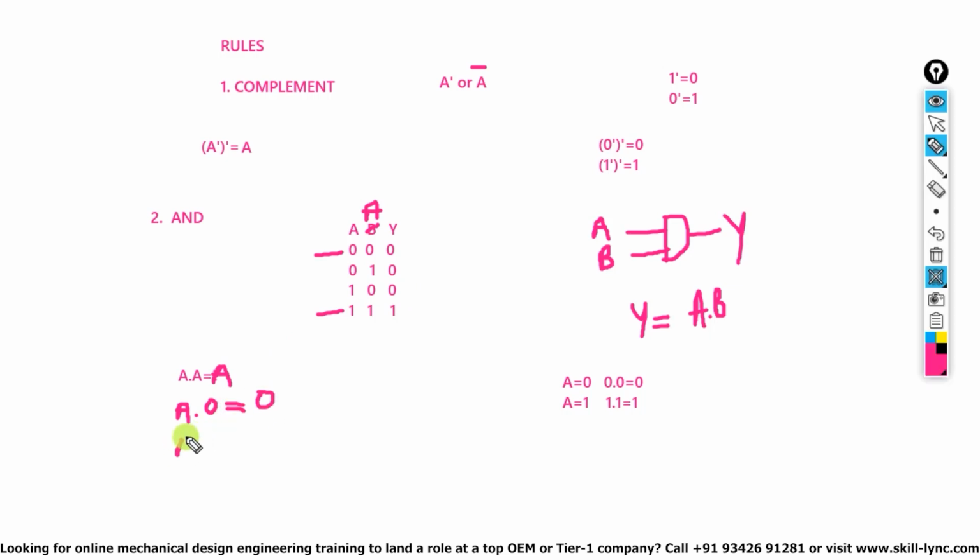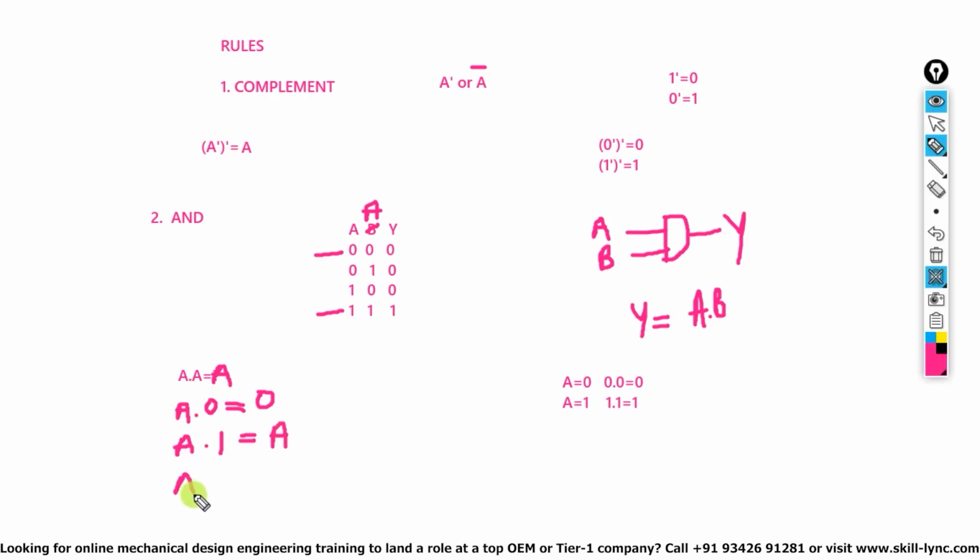Now come to A into 1. We know that whenever you are multiplying any number with 1, you are getting the same number. A into 1 is A. Whether A is 0 or 1, whenever you are multiplying the number, you are getting the same number. A into 1 is A.